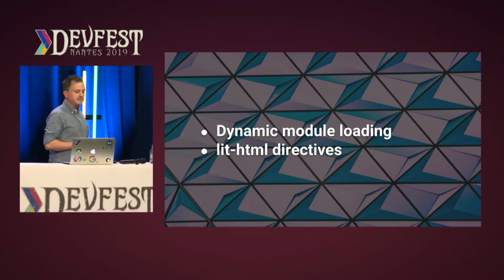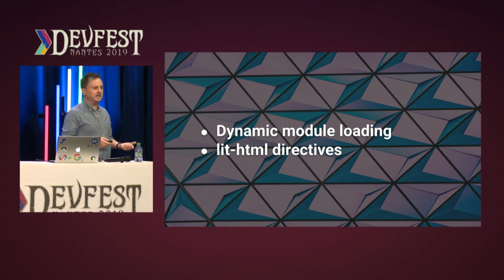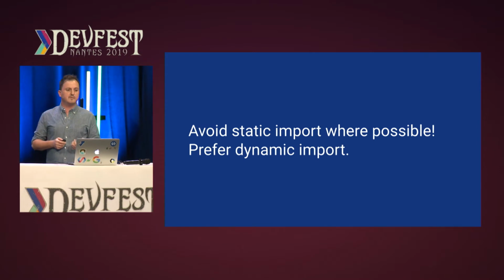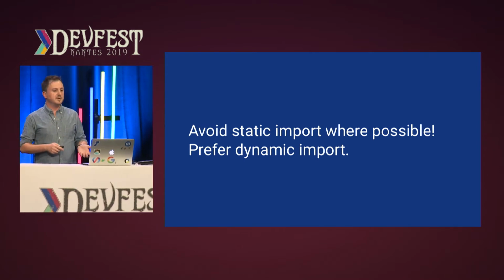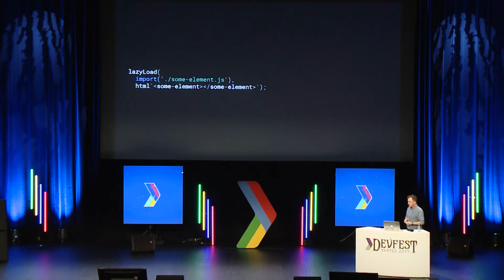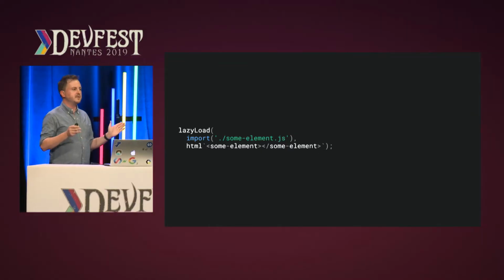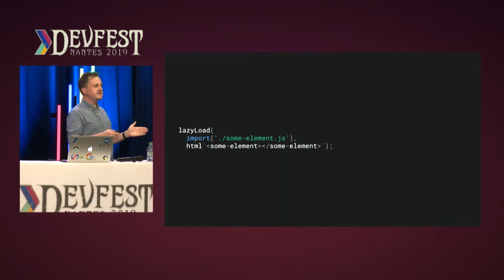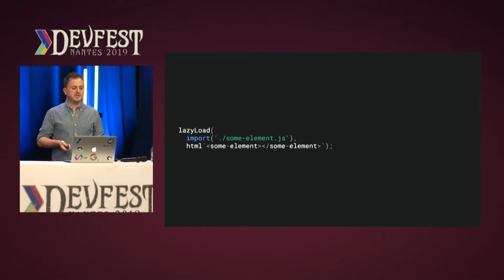So we're going to solve this, and we're going to look at using dynamic module loading and some LitHTML directives to do it. So the key point here is to avoid static imports wherever possible. Prefer dynamic imports. They're going to be better for code size. And we're going to use this to implement lazy loading components. So what we're going to do is we're going to build our own directive here that we call lazy load. And this is a very simple directive. It basically creates a place to put a dynamic import. And it takes a template, and it's just going to pass that template forward and render that template when the dynamic import is done.